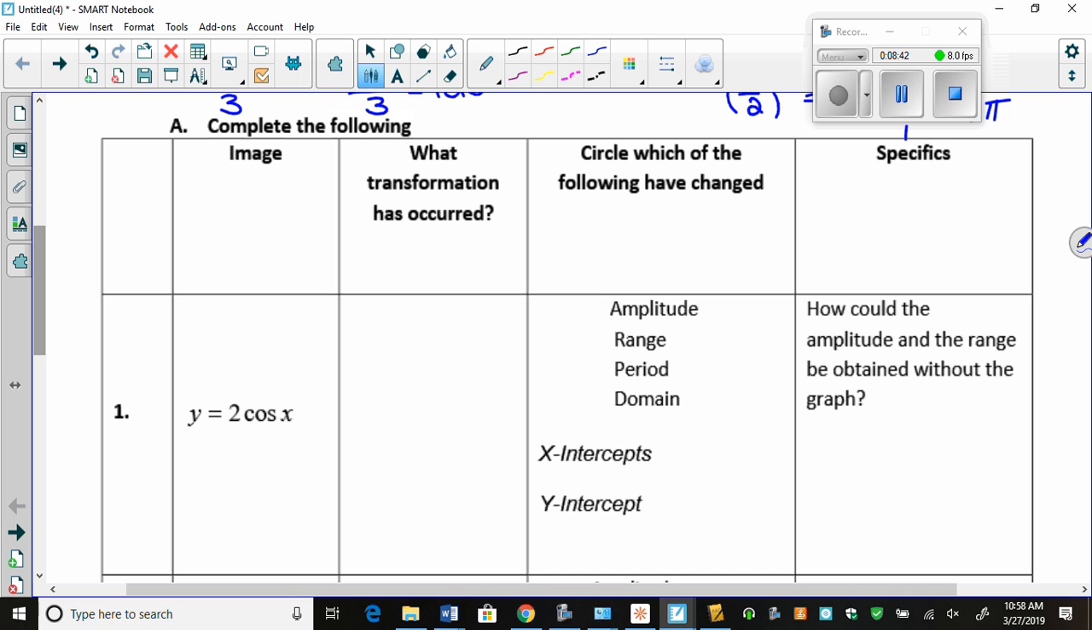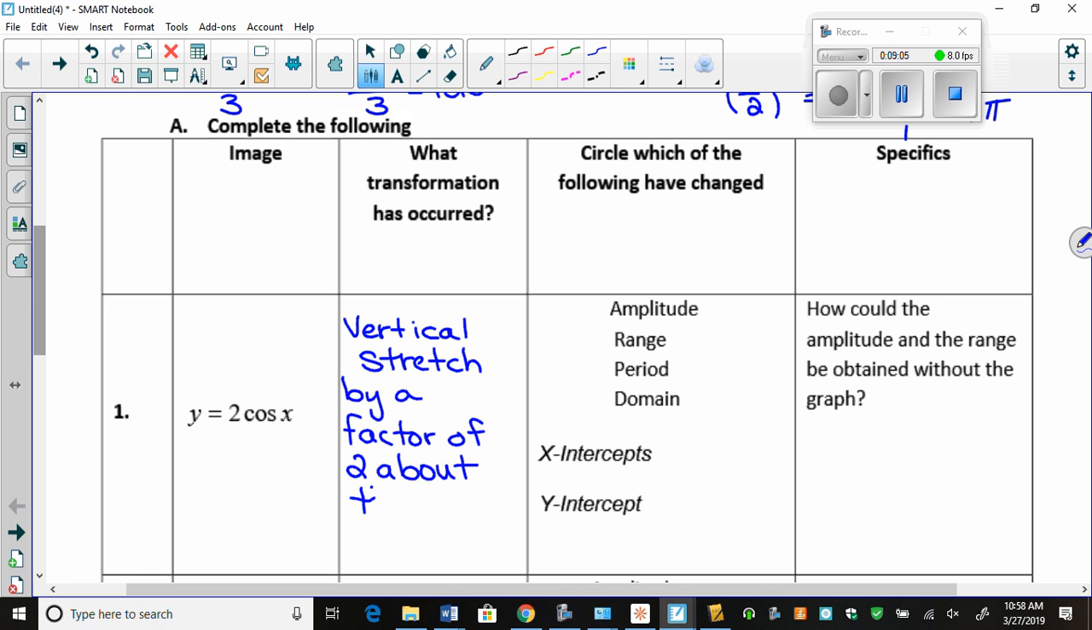You can state the transformations first if you really want to, because you do know them. This one would be a vertical stretch. We're not going hugely into them, though. We can just write it because we know it. Tomorrow we're going much more into it. Vertical stretch by a factor of about the x-axis.